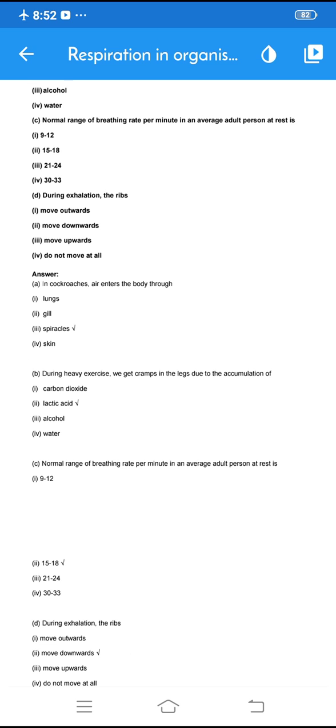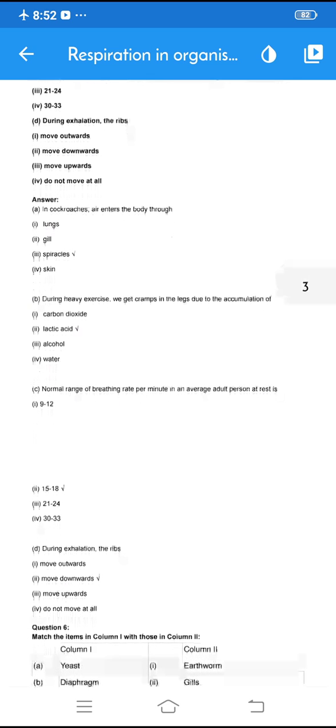Question D: during exhalation, the ribs move outwards, downwards, upwards, or do not move at all. The correct option is that during exhalation the ribs move downwards. During inhalation the ribs move upwards and outwards, whereas during exhalation the ribs move downwards.